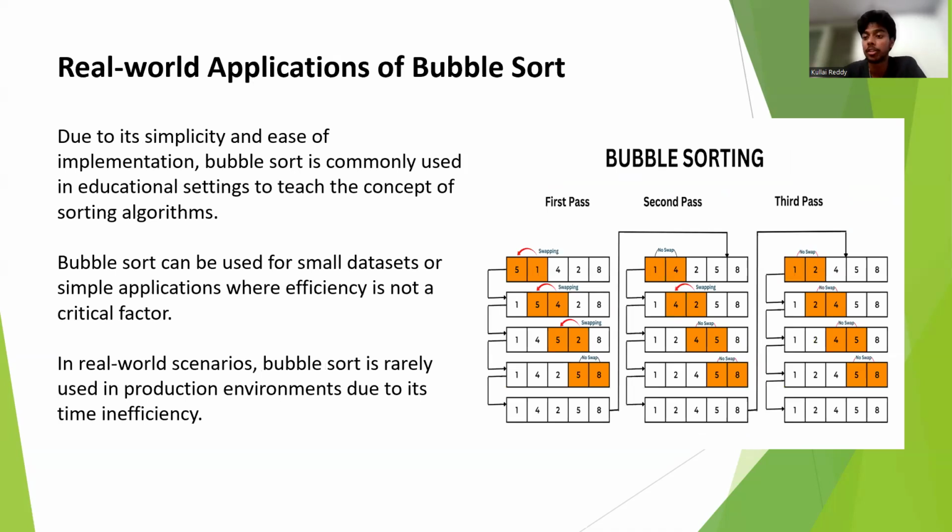What are the real world applications of the bubble sort? Very important slide and very important point. Due to its simplicity and ease of implementation, bubble sort is commonly used in educational settings to teach the concept of sorting algorithms. Bubble sort can be used for small data sets or simple applications where efficiency is not a critical factor. In real world scenarios, bubble sort is rarely used in production environments due to its time inefficiency. So that's what I've mentioned here.